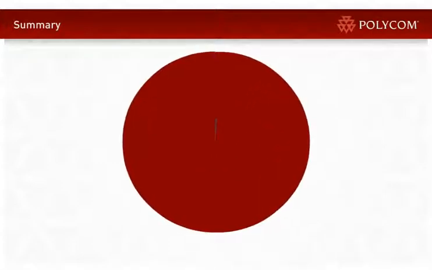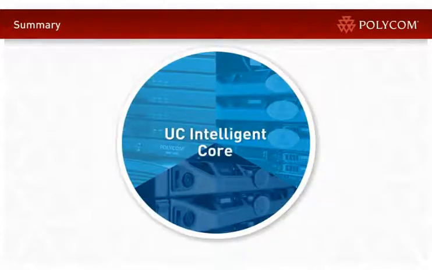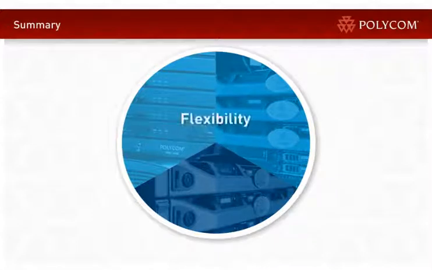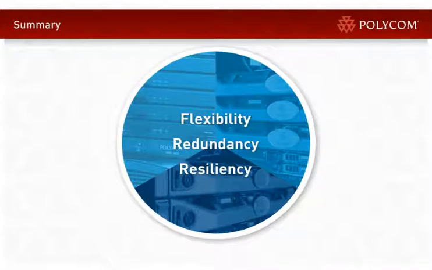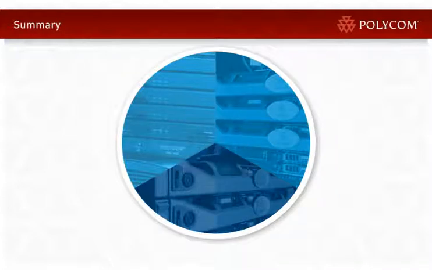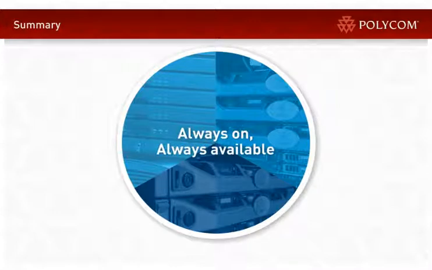You no longer need to react on the fly, methodically analyze what went wrong, apply fixes, or just hope it works out okay. With the Polycom UC Intelligent Core, you have flexibility, redundancy, and resiliency built in. Even when network challenges arise behind the scenes, you can provide users with always-on, always-available experiences that reduce trouble tickets, increase productivity, and enable you to focus on core objectives.